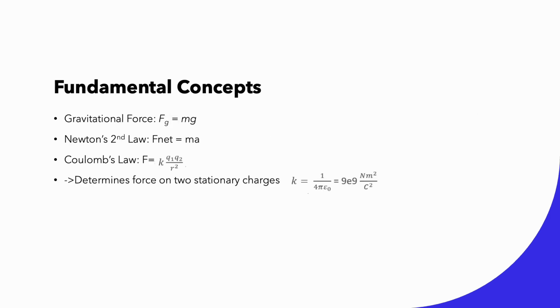Some of the fundamental concepts include gravitational force, knowing Newton's second law, which is that any net force on an object will result in acceleration, and an object at rest or moving with a constant velocity must have a net force equal to 0. Additionally, Coulomb's law, which states that electric force is equal to Coulomb constant times charge 1 times charge 2 over the distance between the two charges squared. And you use 9 times 10 to the 9th power for the Coulomb constant.